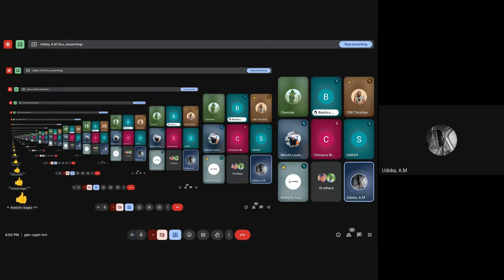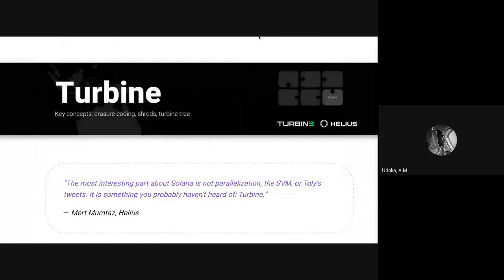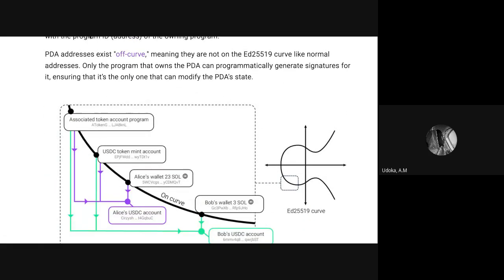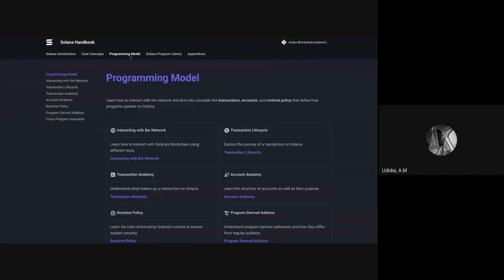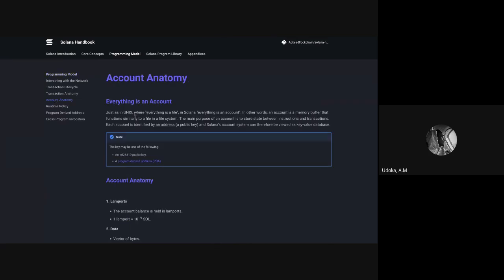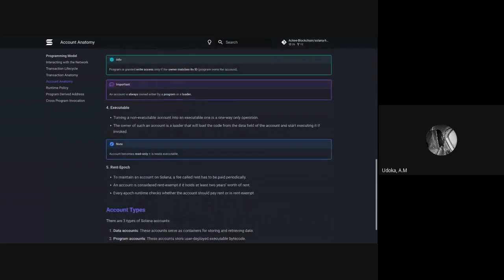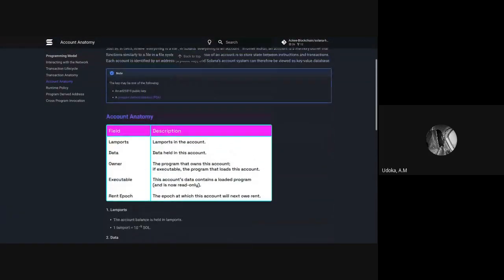But there's a lot more to PDAs that you would want to look into. Please, this document here, I would really advise you look into it fully. I shared this as well. Programming model, account anatomy. Yeah, account anatomy is the basic thing that we have talked about here. Executable, account types, PDA. There should be PDA here.